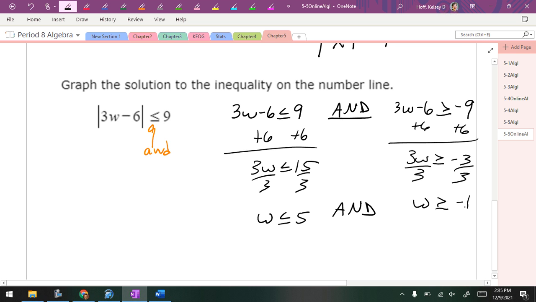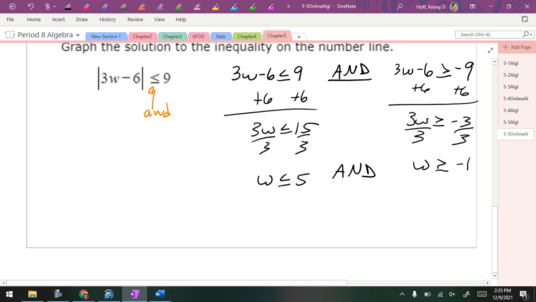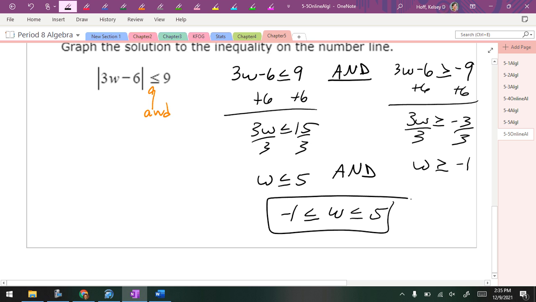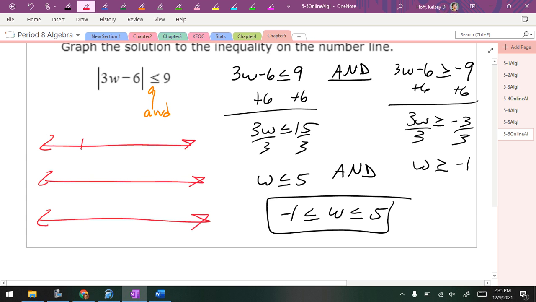I got w is less than or equal to 5 and w is greater than or equal to negative 1. Okay, so if I have an and statement, I'm going to push them back together. On the left should be negative 1 is less than or equal to w, which is very good because it's the smallest. Now, we should always have 3 graphs that we're going to end up pushing together, right? This one can have negative 1. This one can have 5, and then this one's going to have both of them.